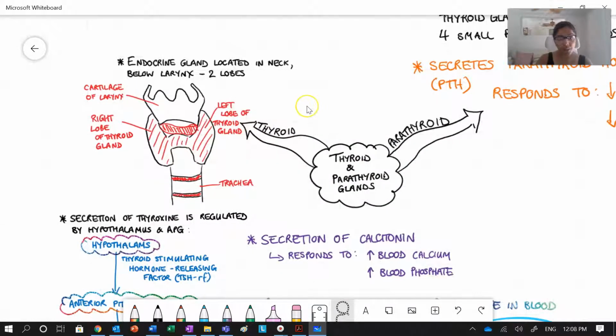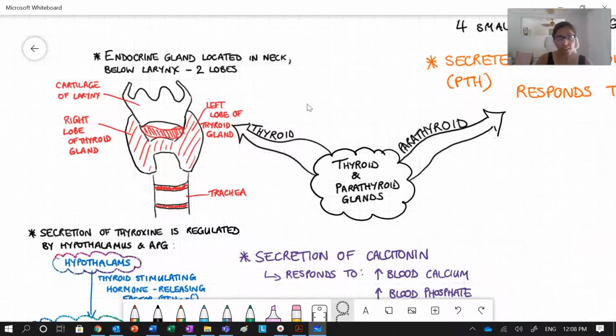We'll start off with the anatomy and location. So this is a butterfly-shaped organ which is found in the upper portion of the trachea, located just below the larynx. It's an organ that is sectioned off into two lobes, so you have the right and the left, and it also has a posterior surface with other endocrine glands on it, which we'll get to.